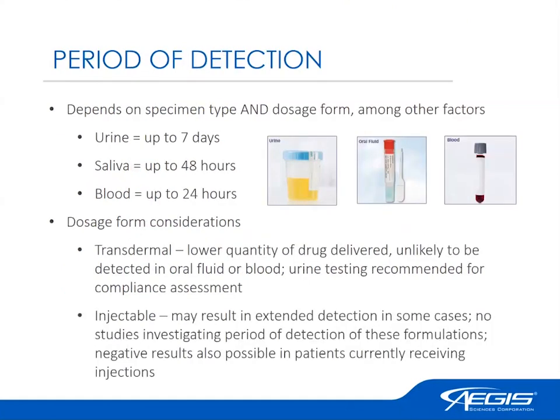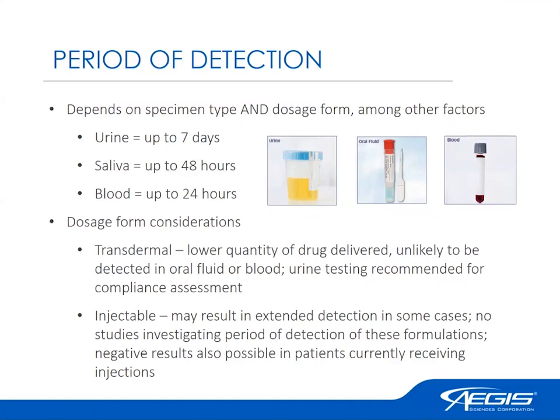The amount of time that buprenorphine may be detectable in a specimen is dependent on the specimen type and the dosage form, in addition to the amount of the dose that the patient took, the frequency of their dosing, and any individual patient metabolism factors as well. In general, buprenorphine may be detectable up to 7 days in urine, up to 48 hours in saliva or oral fluid, and up to 24 hours in blood. This can, of course, vary according to what dosage form is prescribed.